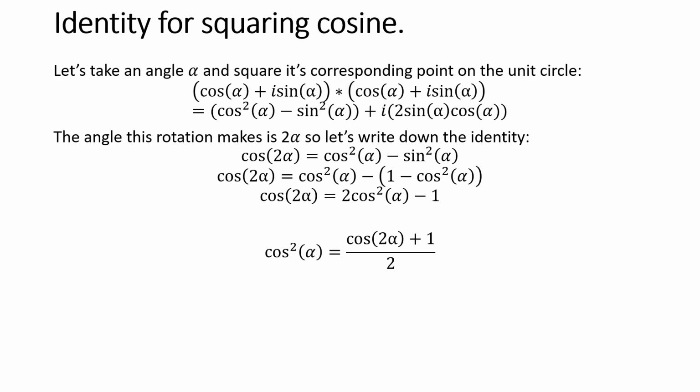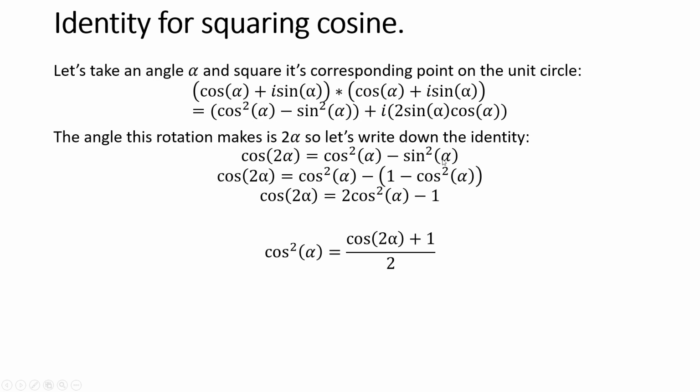We can also prove an identity for the square of a cosine. So we're going to take an angle alpha and square its corresponding point on the unit circle. So we're going to take the point of rotation by alpha and then rotate it by alpha again. So we're going to get this expression, and we may notice we rotated by alpha and alpha again, which is 2 alpha. So we may write that the cosine of 2 alpha is this part here. It's the real part of the expression. So we have cosine of 2 alpha equals cosine squared alpha minus sine squared alpha.